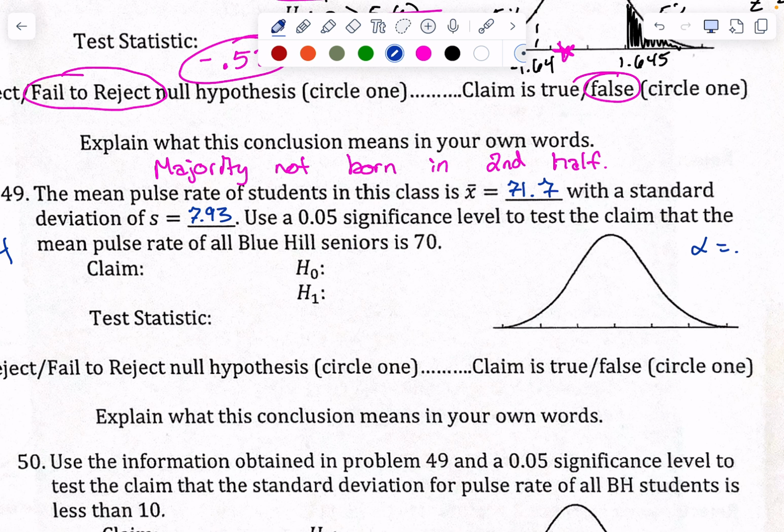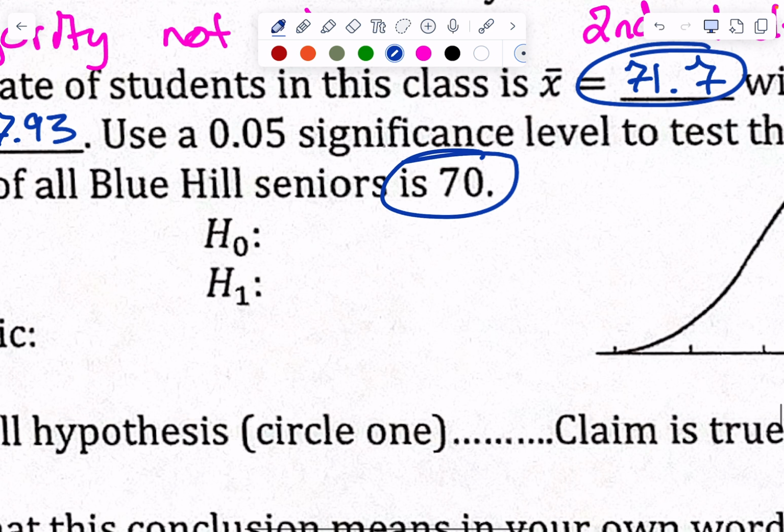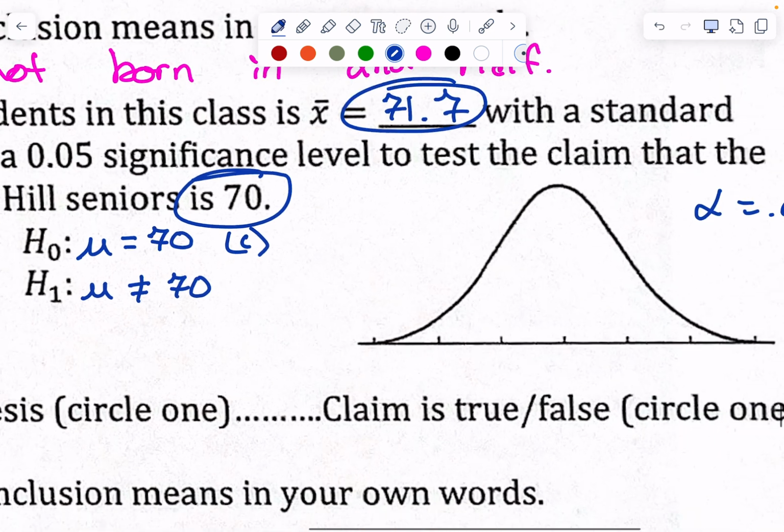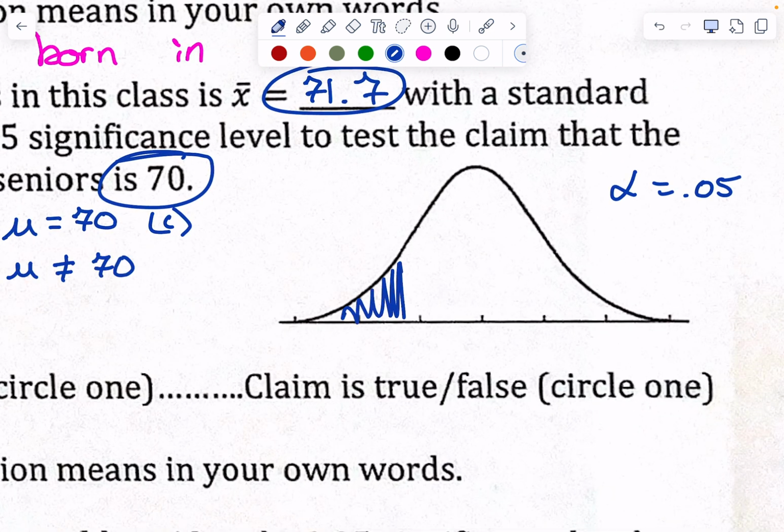Significance level of 0.05. To test the claim that the mean pulse rate of all Blue Hill seniors is 70. Ours was 71.7. That is not 70 exactly, but is it close enough to 70? That's what we're going to find out. What variable do we use? Mu. Mu equals 70 and mu is not equal to 70. Which one is the claim? The top one. One-tailed, two-tailed? Two-tail.